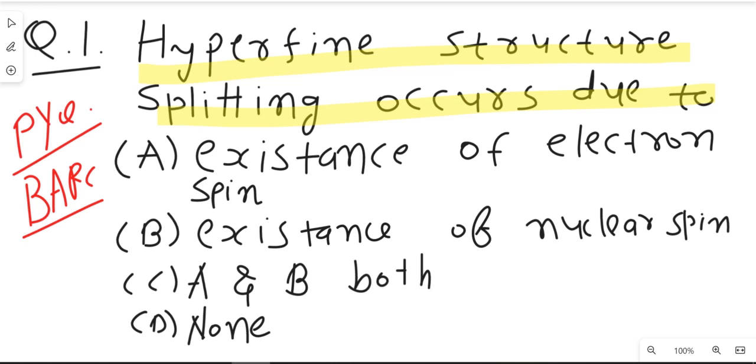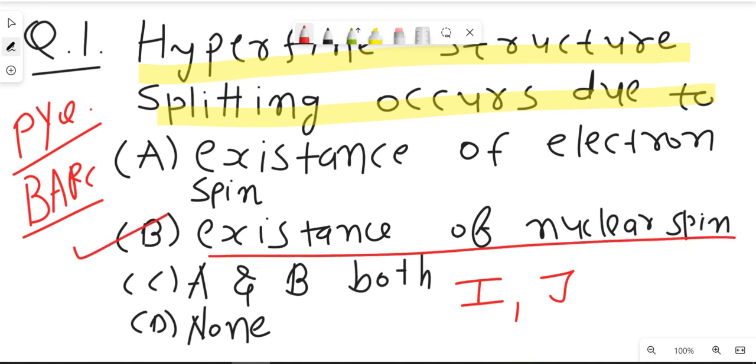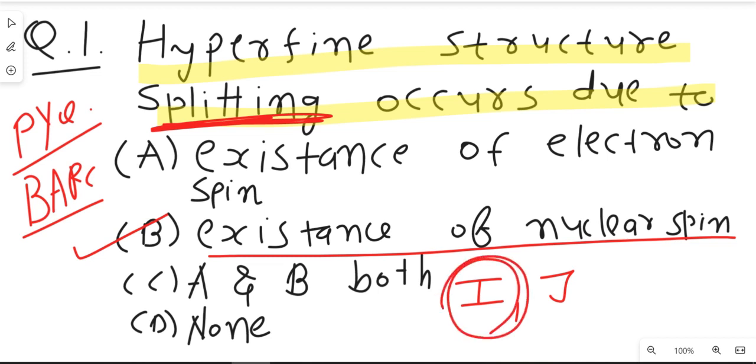So as we know, hyperfine structure splitting is due to the interaction between nuclear spin and angular momentum. So the correct option will be B. It is due to the existence of nuclear spin, because hyperfine structure splitting involves nuclear spin. Okay, so option B will be correct.